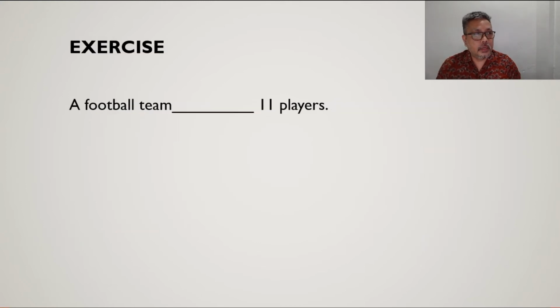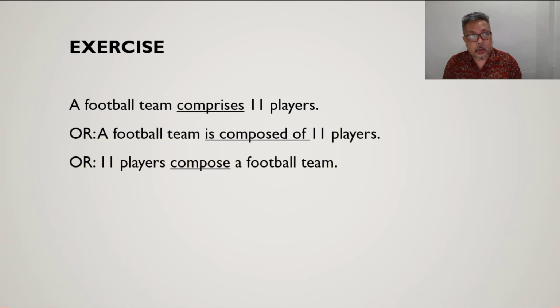Let's have a couple of exercises here. First, I want you to fill in the blank with the correct word if it's compose or comprise. Here's the first one. A football team blank 11 players. Okay, a football team blank 11 players. The correct answer, of course, is comprise, or comprises in this case because you have a singular subject. So a football team, that's the whole, comprises the parts, which is 11 players. Or you can also say a football team is composed of 11 players, but not comprised of.